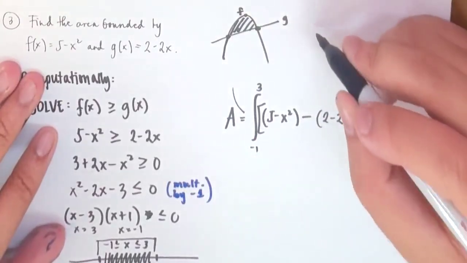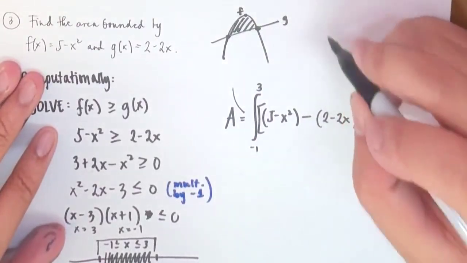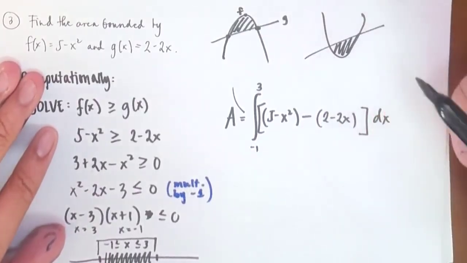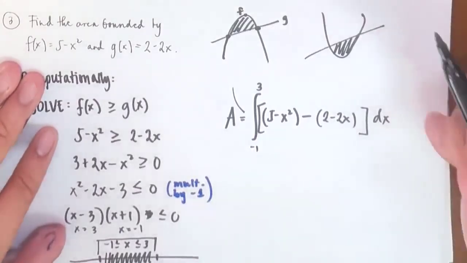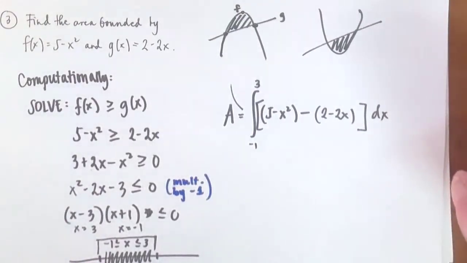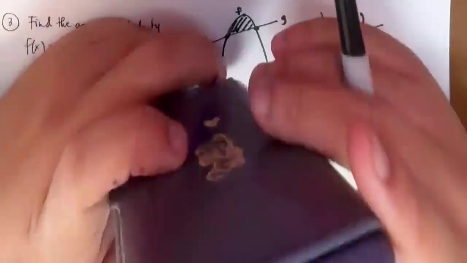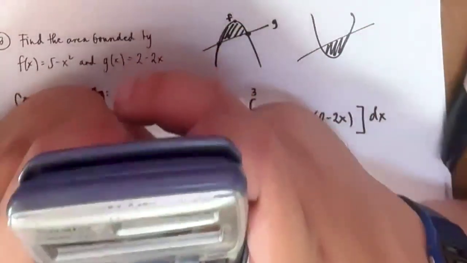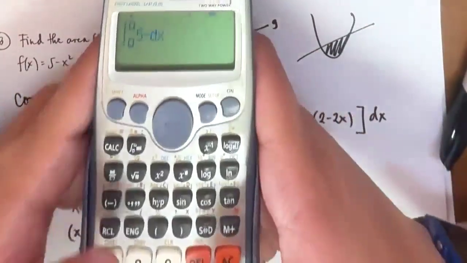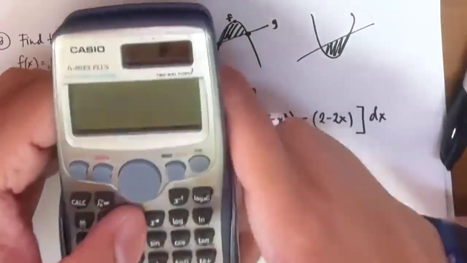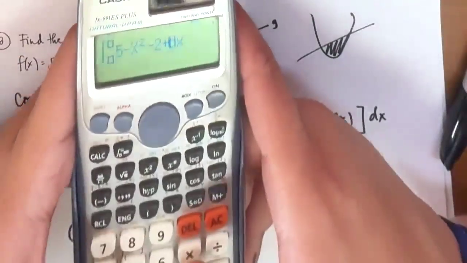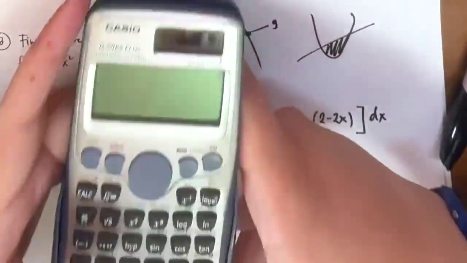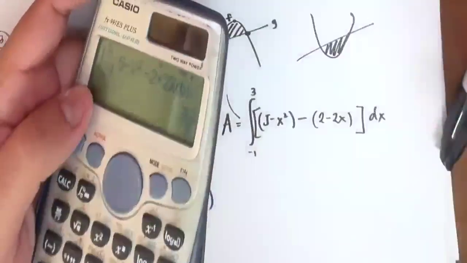It can also be the case that the parabola faces upward and we have a line here. And this would be the area bounded by the parabola. Okay? Then of course, you can solve that directly. But I'm gonna use the calculator because I am happy to do so. 5 minus x squared minus 2 plus 2x from -1 to 3, we get 32 over 3.